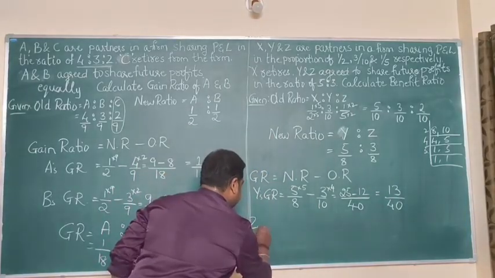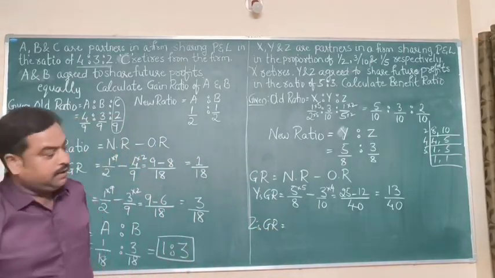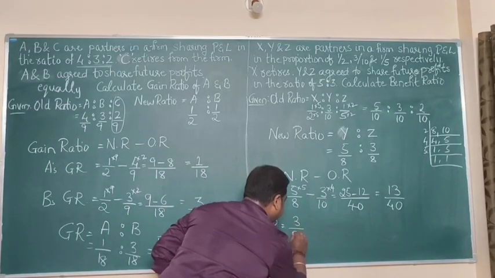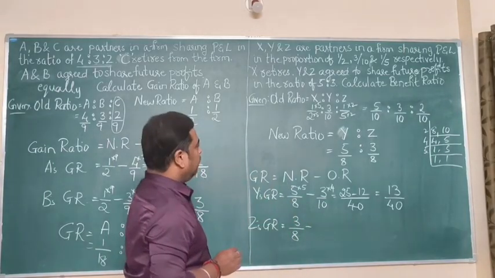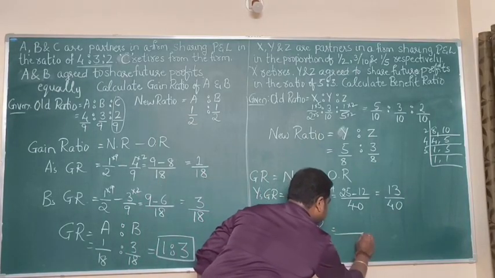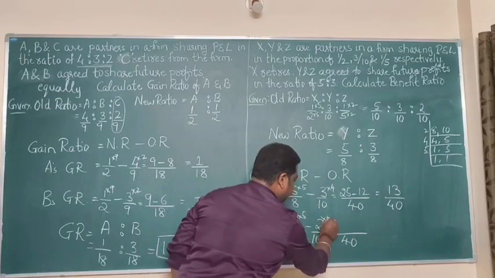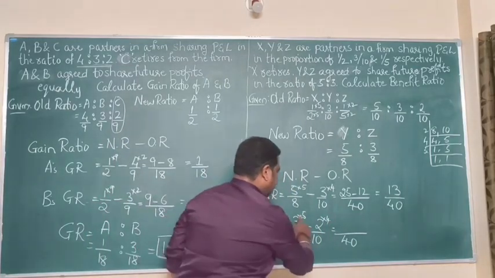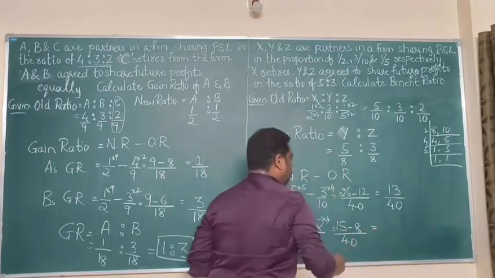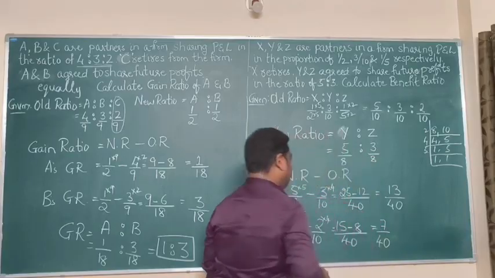Similarly, Z's gain ratio is equal to, what is Z's new ratio? Z's new ratio is 3 by 8 minus, what is old ratio of Z? It is 2 by 10. Same, common LCM 40. 8 5s are 40. 10 4s are 40. 3 5s are 15 minus 2 4s are 8. So 15 minus 8, it is 7 by 40.